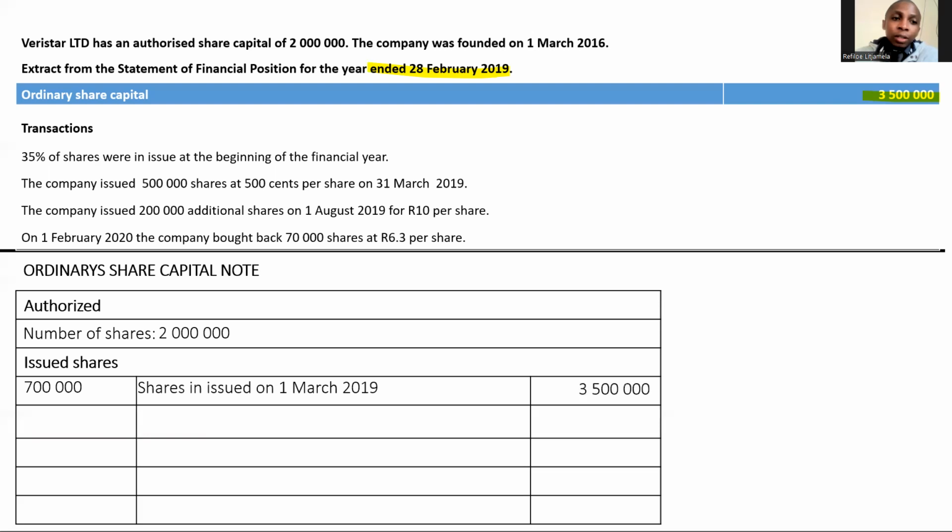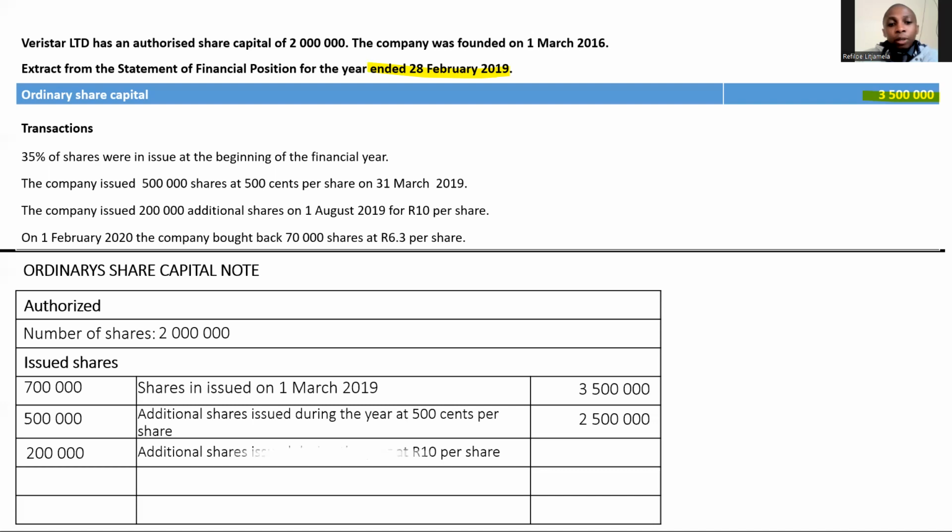The second transaction said I issued 500,000 shares at 500 cents per share. So I will simply write 500,000 additional shares issued at 500 cents per share, and that will simply give me 2,500,000. The next transaction said I issued 200,000 additional shares on the 1st of August 2019 for 10 Rand per share. So I will simply take that 200,000 and multiply it by 10 Rand, and it will give me 2 million in total.